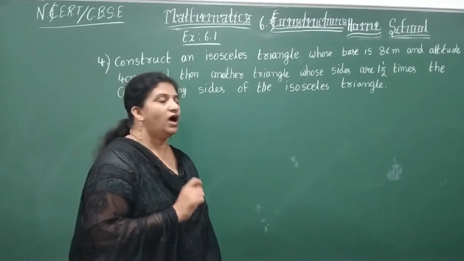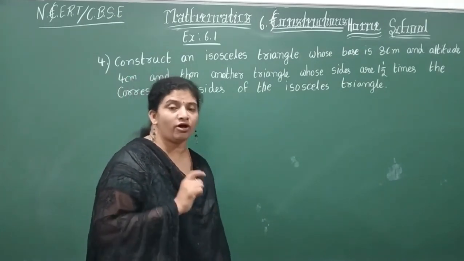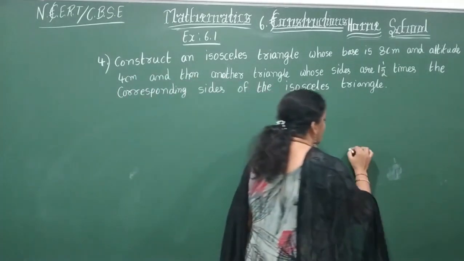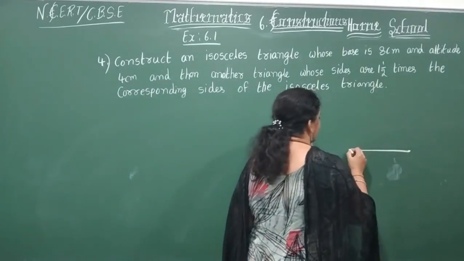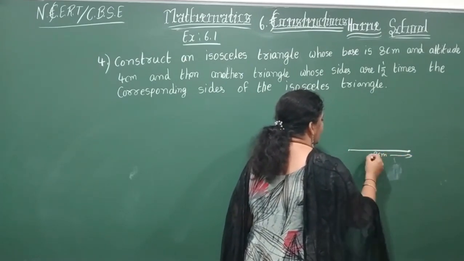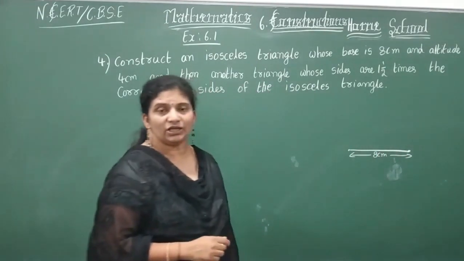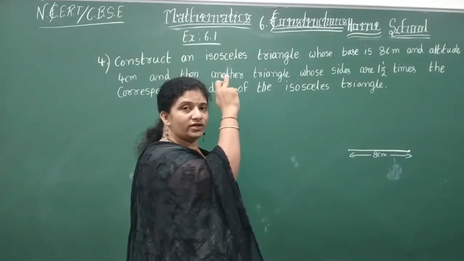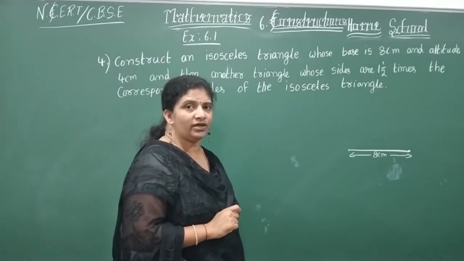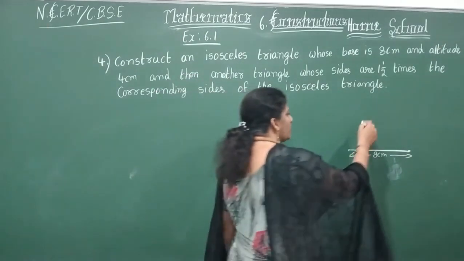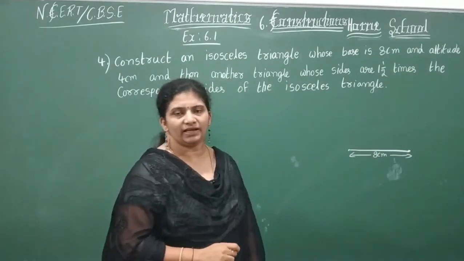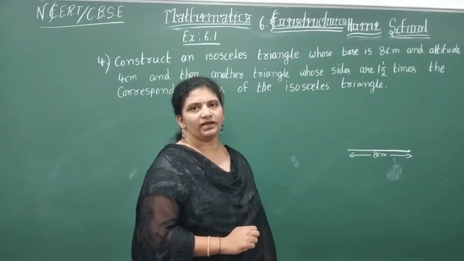So look here, how to do this, children? We need to draw an isosceles triangle. What did they give here? They have given the base. What is the base here? 8 centimeters. And here they have given an altitude. Altitude from the vertex will be perpendicular. What is the height of the altitude here? 4 centimeters. So look here, I need to draw a vertex. What altitude? Perpendicular. How can I draw a perpendicular here?